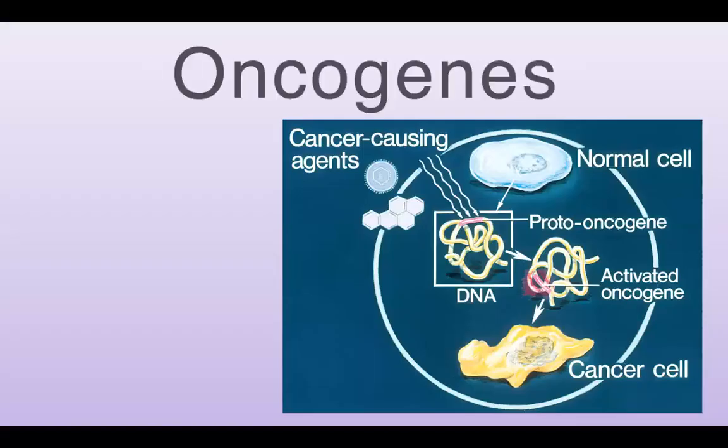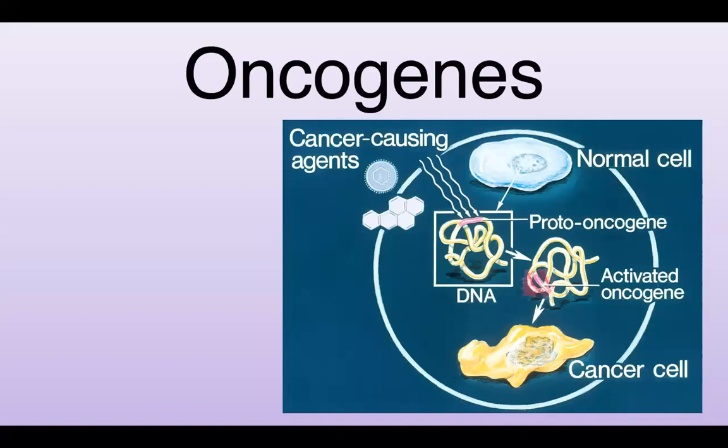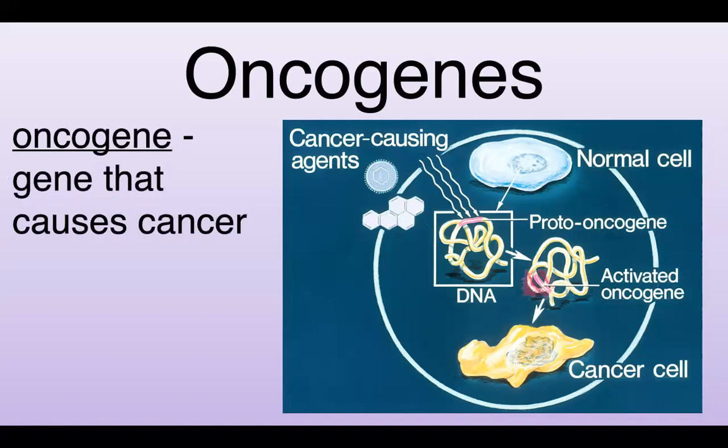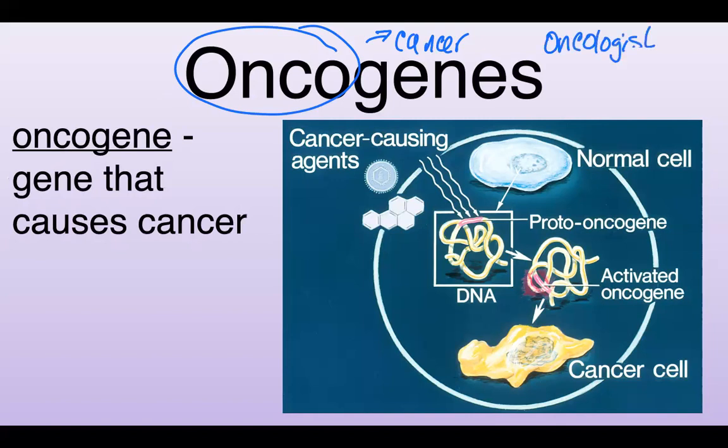All right, now moving into where gene expression can go wrong. The first thing I'm going to talk about are something called oncogenes. An oncogene is a gene that causes cancer. In fact, the prefix onco means cancer. If you go to a doctor that specializes in cancer, that is an oncologist, right? So ist, like biologist, someone who studies biology. So an oncologist is somebody who practices or studies cancer.